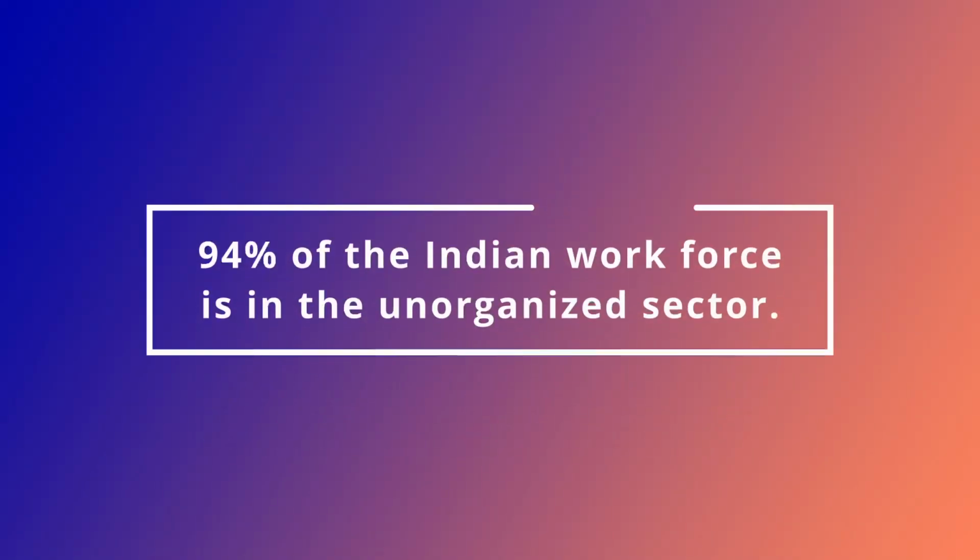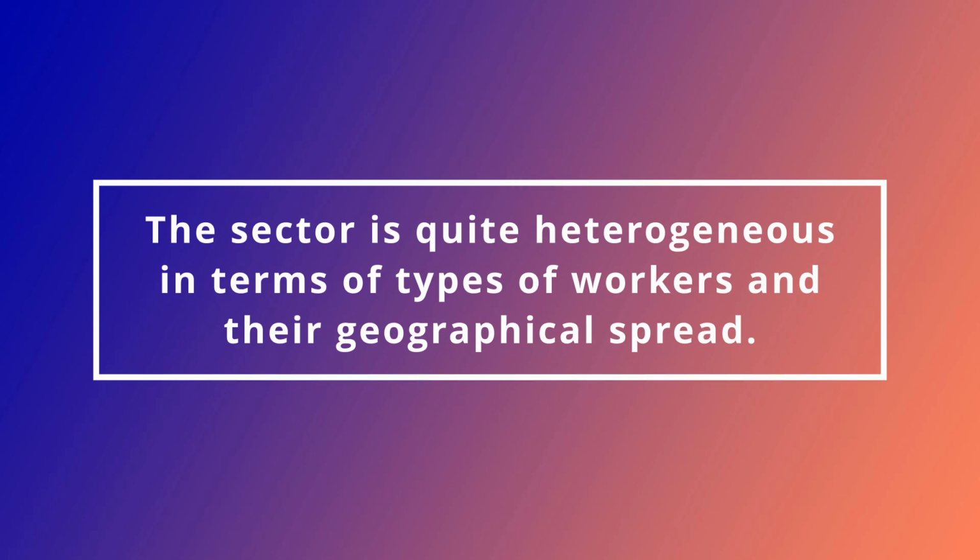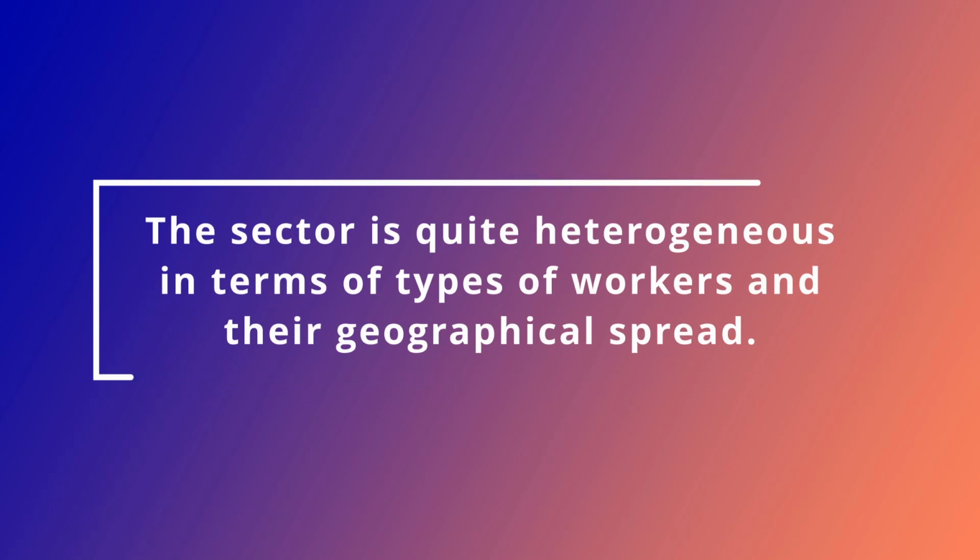These unorganized sectors comprise 94% of the total workforce, and they are so heterogeneous. They are working on building houses, building roads. They are in the agricultural sector. They are migrating from one state to another. And since they are so heterogeneous, it is very difficult to formulate policies to provide them social security.